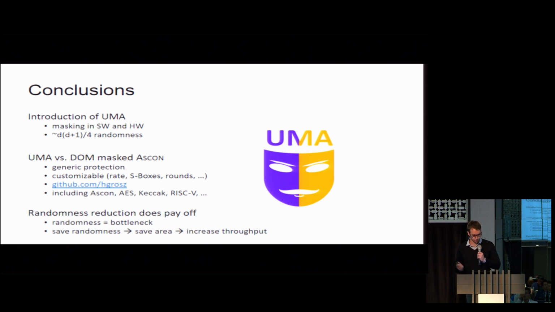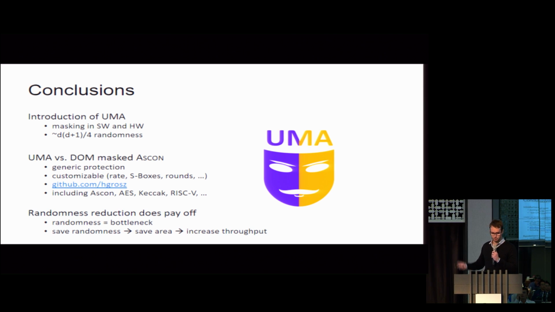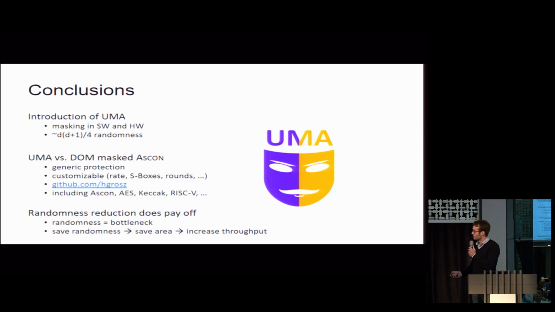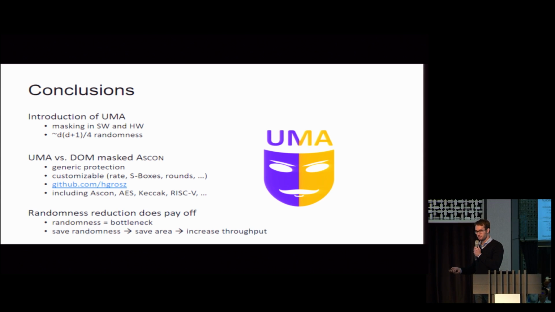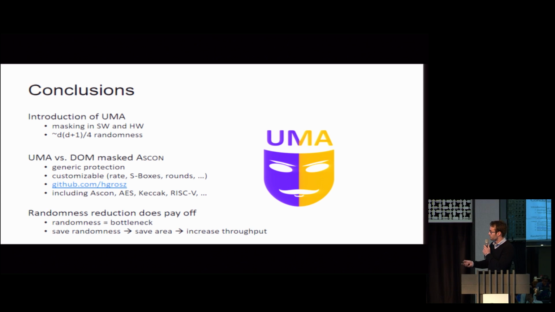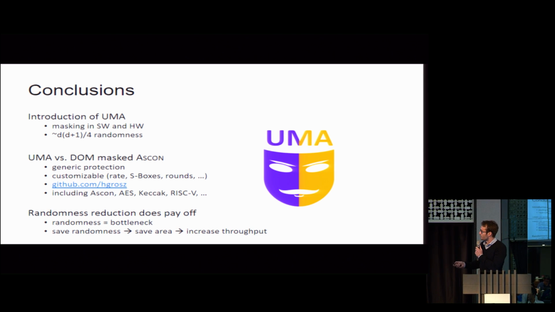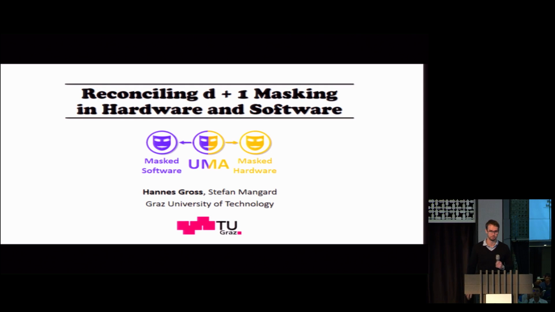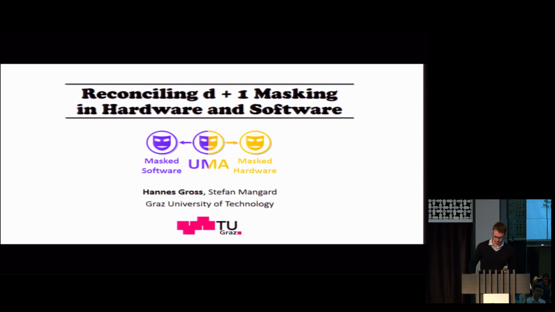And the most important message here is that randomness reduction really pays off. Sooner or later, randomness will become the bottleneck if we go to higher order security. And by saving randomness, we save area. Or if we take the reverse conclusion, then for the same amount of area, we get a higher throughput. So, thank you.